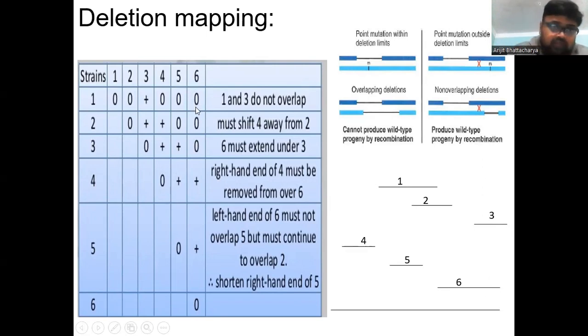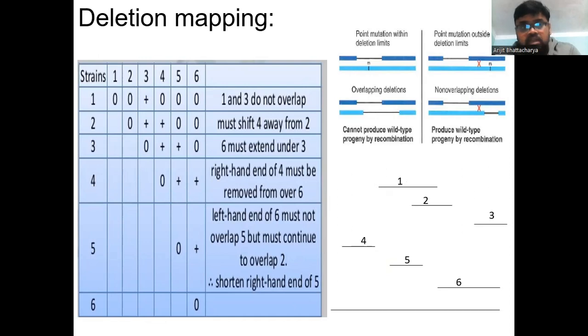Now for 6, you were not getting any colony for 1, 2, 3, but you were getting colonies for 4 and 5. So that would mean 6 is overlapping with 1 and 2. In this segment they are overlapping, but with 4 and 5 they are distant. So cumulatively, we can build up a map which looks like that. Here, 4 will be at one terminus and 3 will be at the other terminus, and 1, 2, 5, and 6 will be arranged like that. So in this process, you can build up a deletion map.